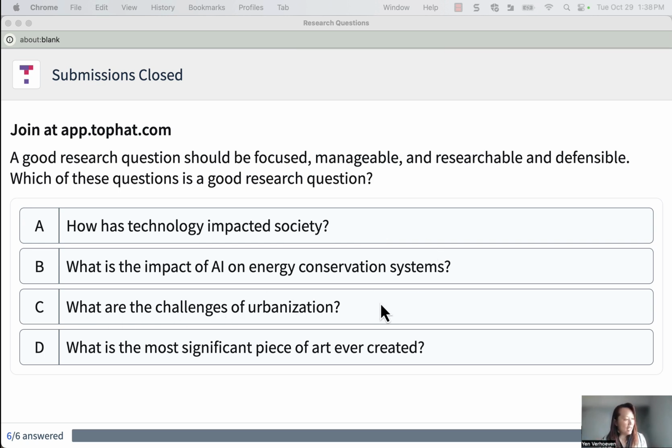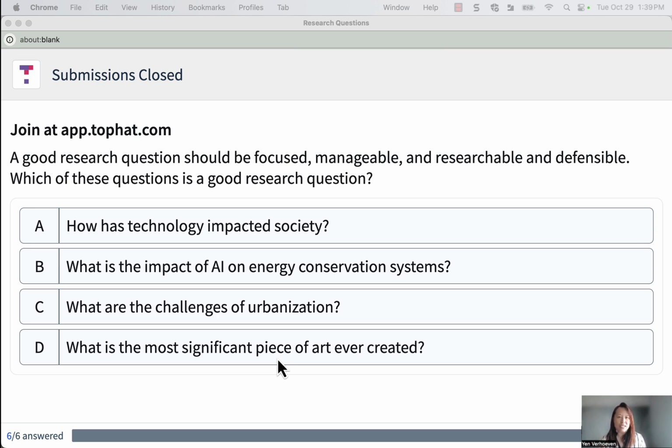Okay? Now C, challenges of urbanization. Again, too broad. Urbanization means completely different things in Iowa than in California. It means completely different things in Des Moines compared to, I'm trying to think of a really rural town in Iowa here, Urbandale or something, right? Or Boone, okay? So it's too broad, too subjective. It's not focused enough to a region, a time, a place, a specific topic. And then this last one, what is the most significant piece of art ever created, is extremely subjective, right? What do we mean by significant? What do we mean by art? Way too broad. You're going to see that in your quiz question as well.